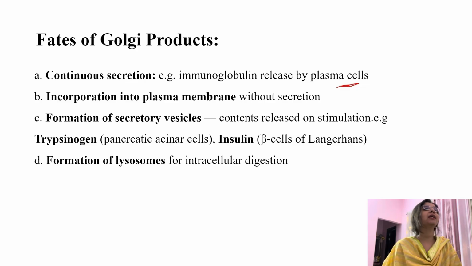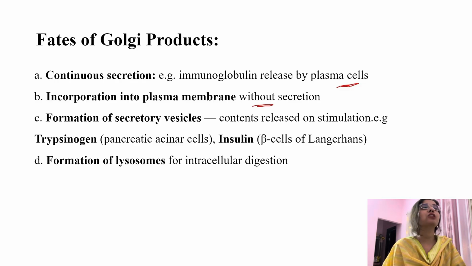The second fate is incorporation into the plasma membrane. From the trans phase of the Golgi apparatus, if the signal is for the plasma membrane, then the protein containing vesicle goes to the plasma membrane, and the products are utilized by the plasma membrane in its structure. So they are not secreted, they are being incorporated into the plasma membrane.